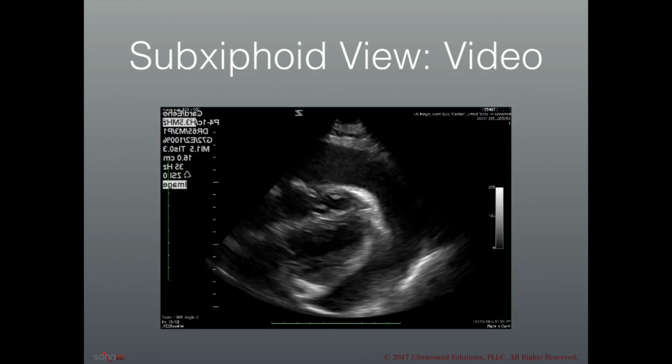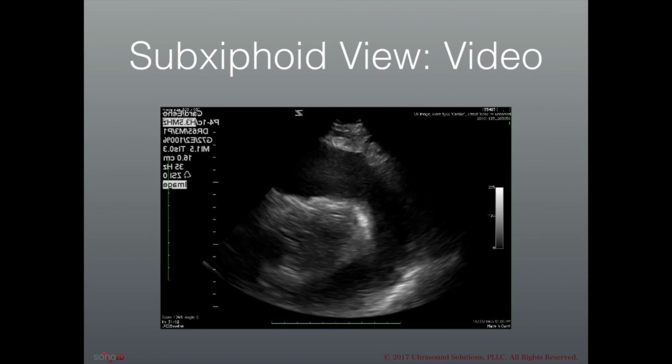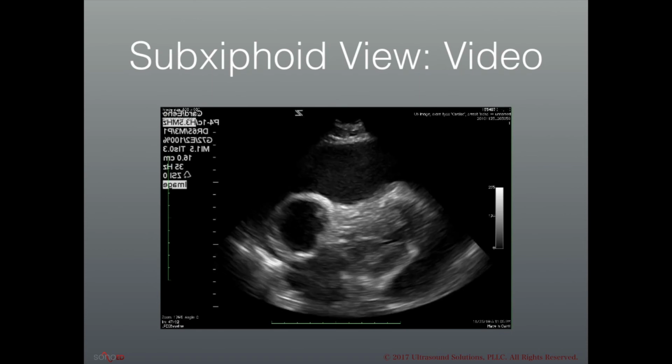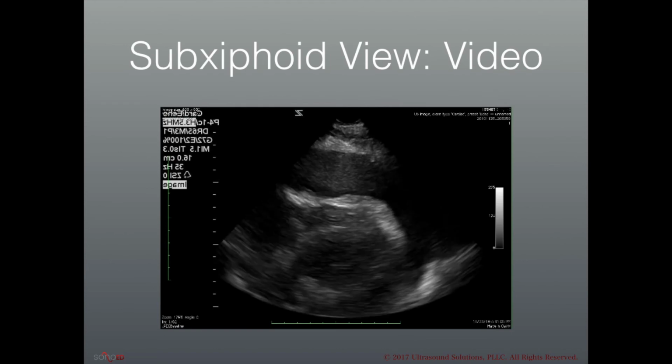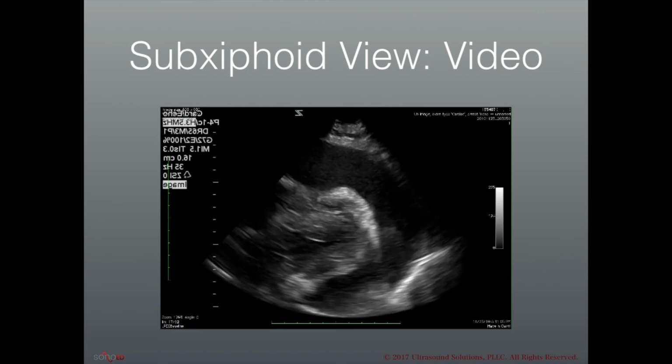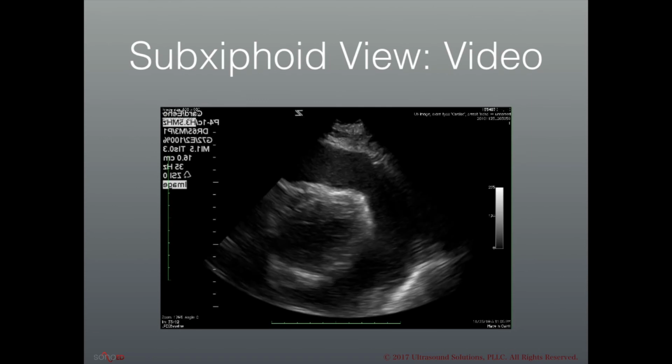In this next video, we see again a large collection of fluid in the pericardial space. However, this time the heart appears much more distressed. It's tachycardic, and you can see that the right ventricle appears collapsed throughout the cardiac cycle.